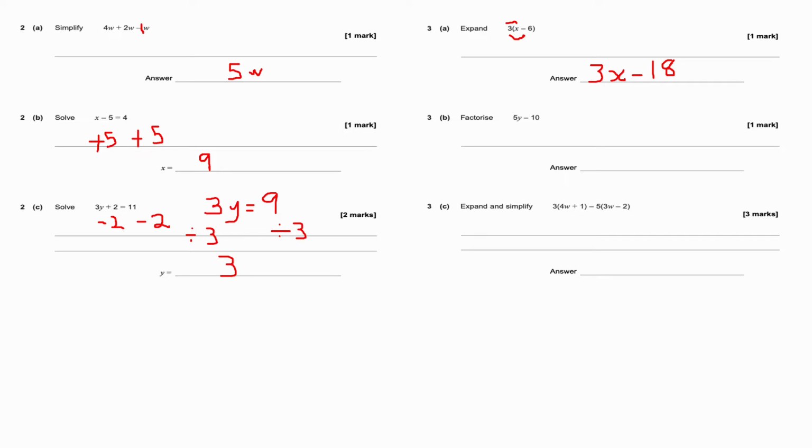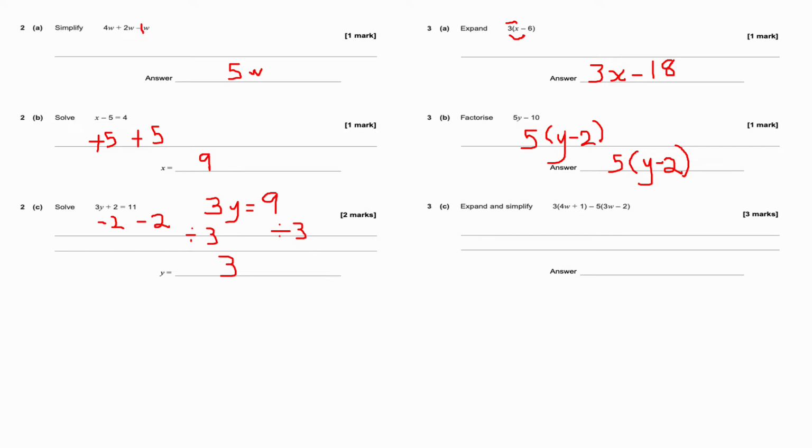Question 3B, factorize this linear expression. So take out 5 as my highest common factor between 5y and 10. I get y minus 2. Okay, 5 is my highest common factor between 5y and 10. So I take 5 out of the bracket, and then inside the bracket, I say, well, 5 times what is 5y? 5 times y is 5y, and 5 times negative 2 is negative 10.